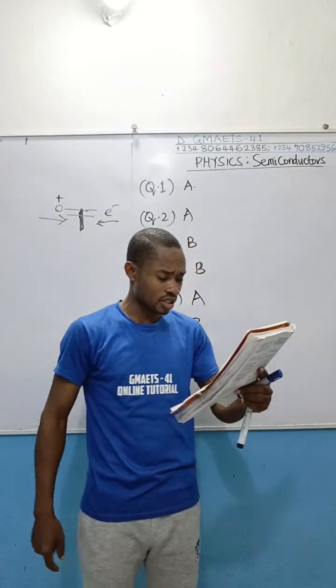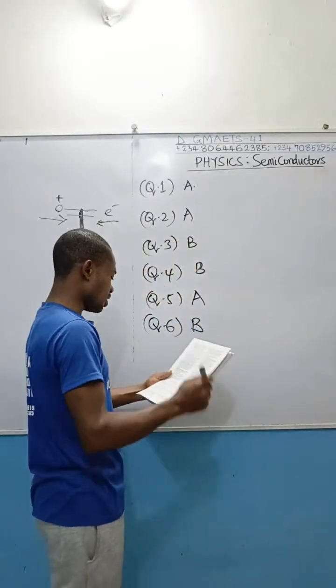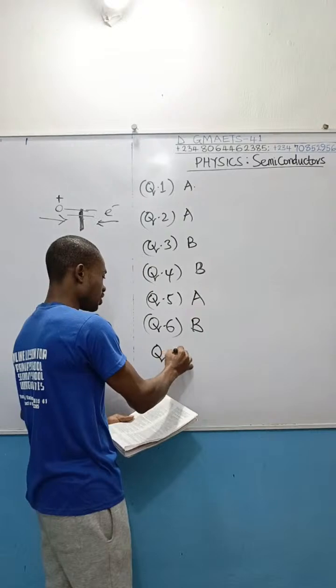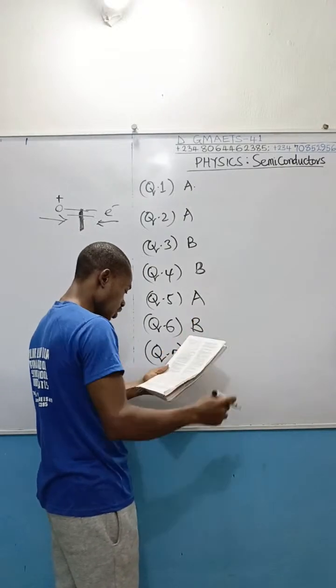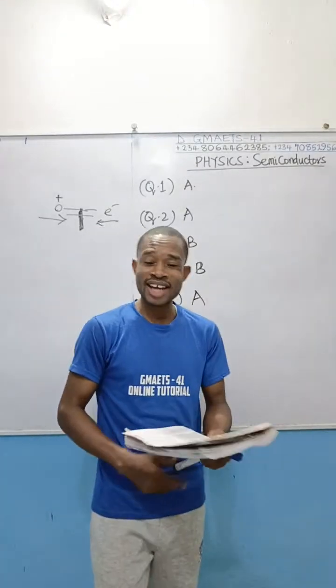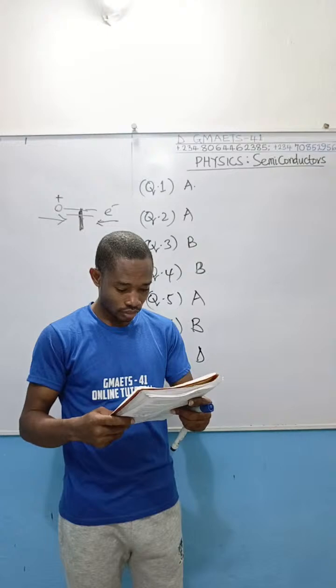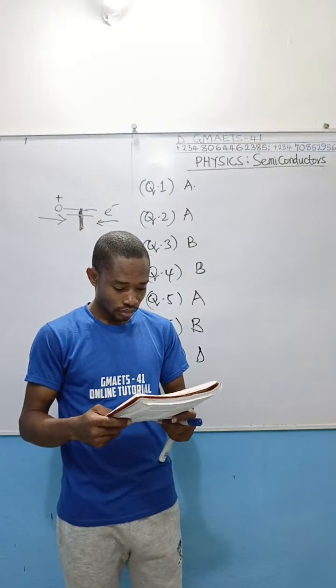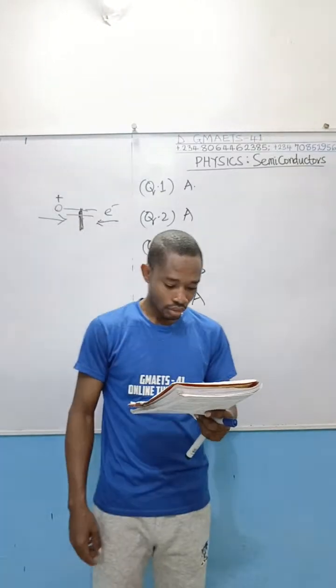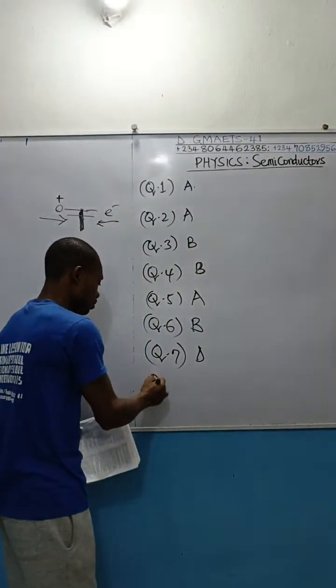Let's look at option D. P and N-types respectively, and that is the correct answer. Question number 7. Let's see if we'll make this up to 10. D is the correct answer. P and N-types respectively will be found. Next question, number 8.